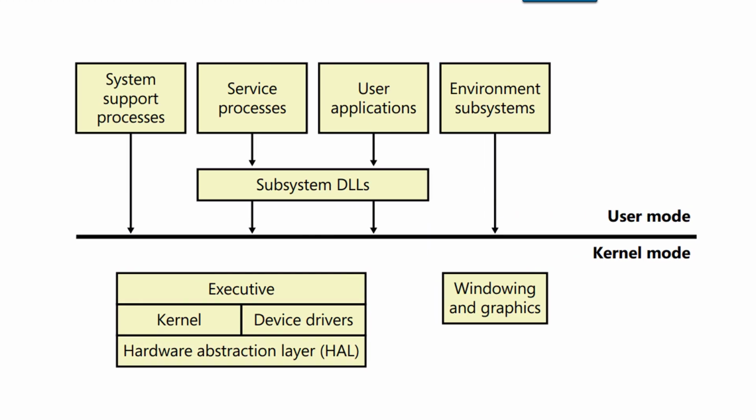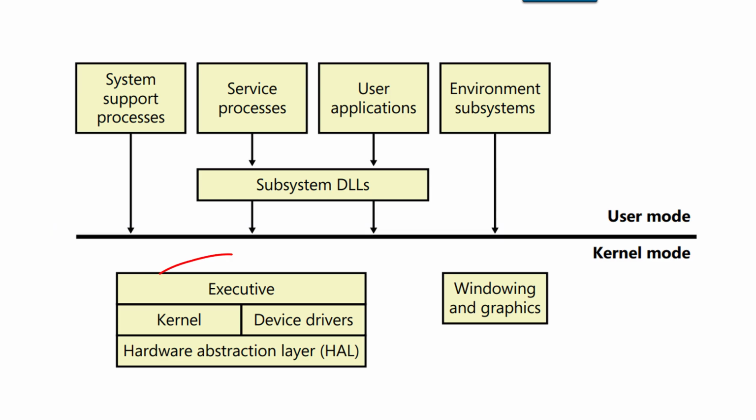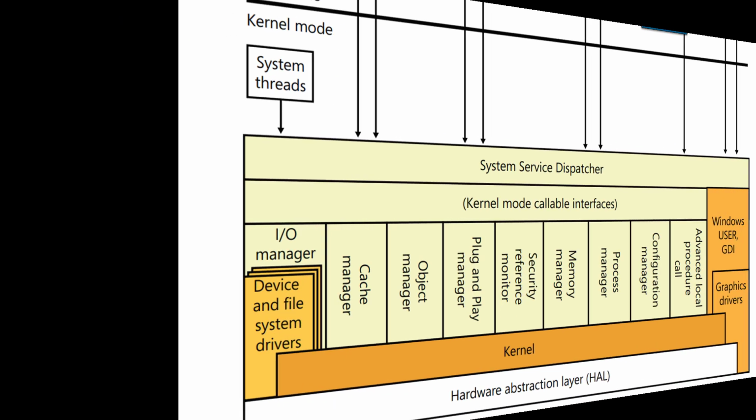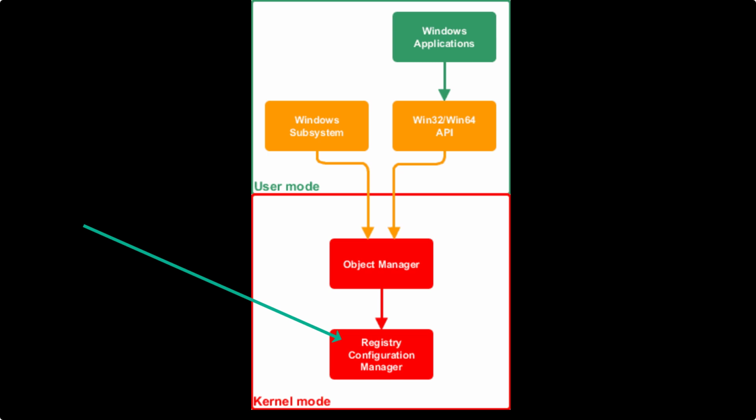Here's a basic block diagram of Windows, and you can see it's divided into user mode and kernel mode. You'll notice under kernel mode, you have a block there called executive. That's where the configuration manager is. So here we have a more granular view of that same thing. Here we can see the configuration manager actually in a block. The configuration manager is responsible for loading the hives into memory and allowing applications and systems to do their reading, writing, and querying of the database.